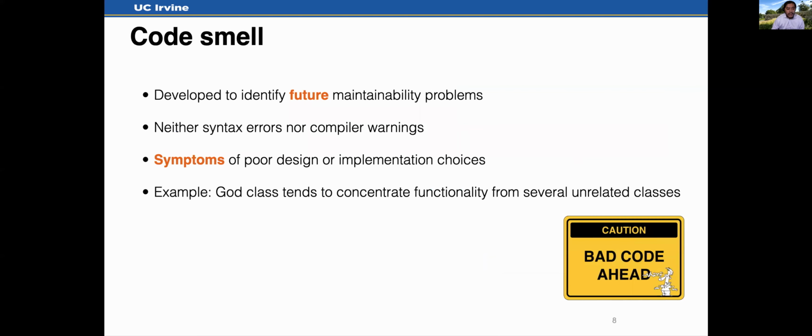Code smell was initially developed to identify future maintainability problems. It's neither a syntax error nor a compiler warning. It's essentially a symptom of poor design or implementation choice. One example of code smell is God class, which tends to concentrate functionality from several unrelated classes. And there is a large catalog of code smells in prior research.